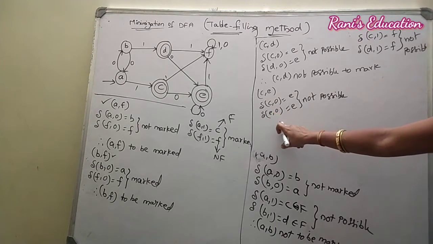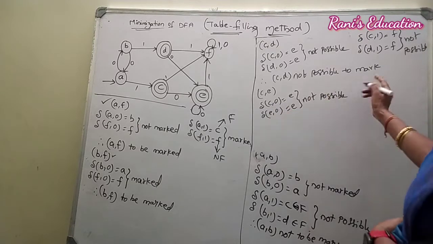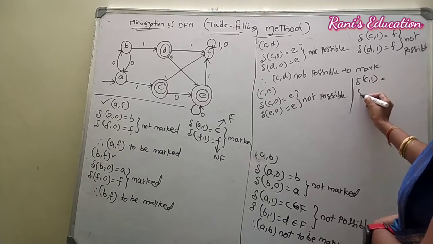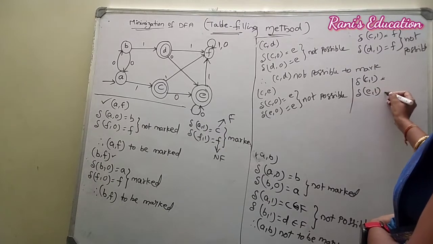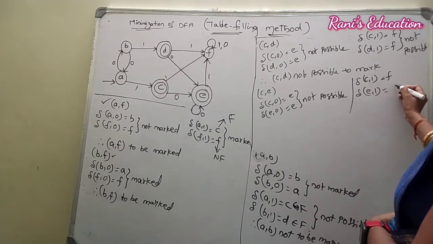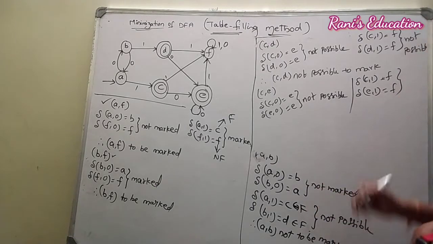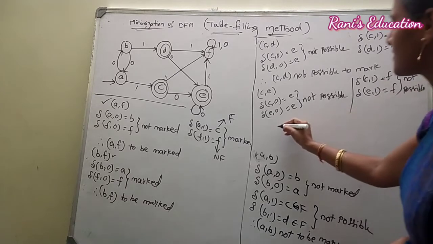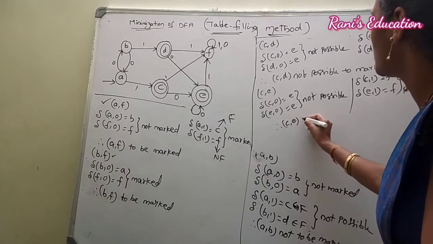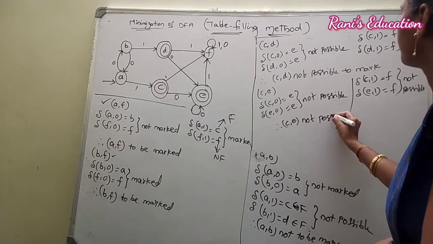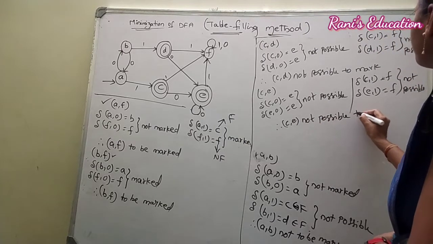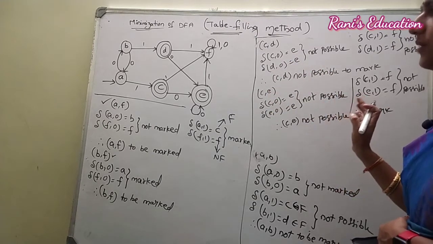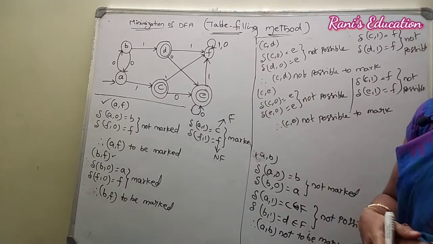So take another input symbol for the same state pair, that is C comma 1. Delta of C comma 1, delta of E comma 1. What is C comma 1 here? F. What is E comma 1? F. So is it possible to mark it? No, not possible. Therefore, the state pair C comma E is not possible to mark in the table. So CD, CF, CE is over. What about CF? CF is already marked in the table.